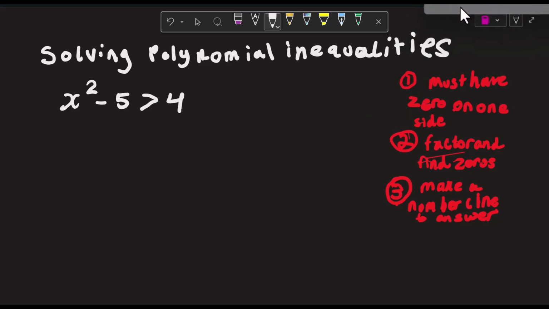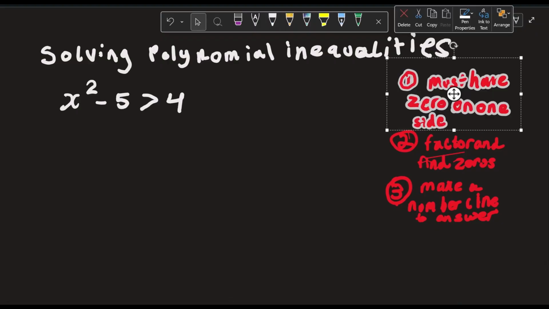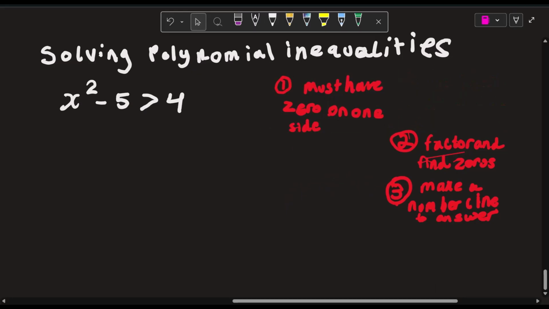To solve a polynomial inequality, we need to follow these 3 steps I've written on the side. First, we must have one side equal to 0. Second, factor and find the zeros. Third, make a number line to answer. So let's start with the first step.